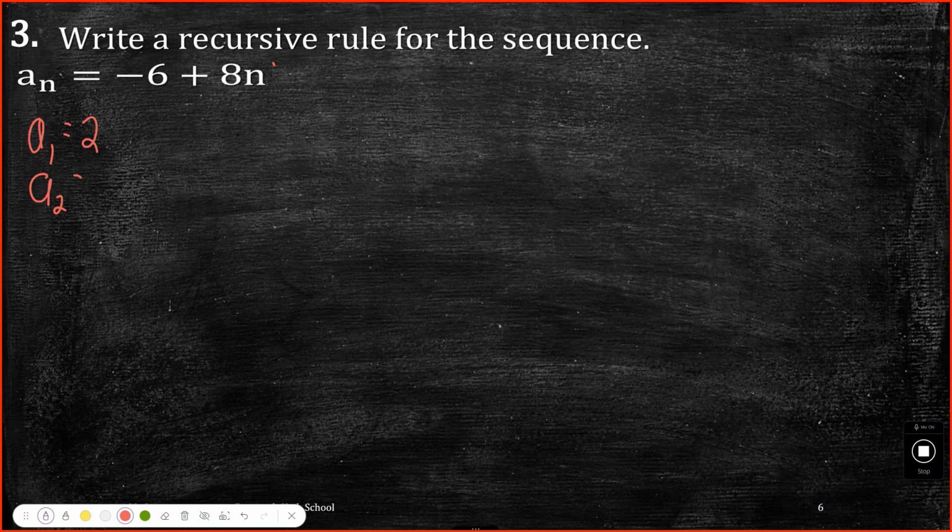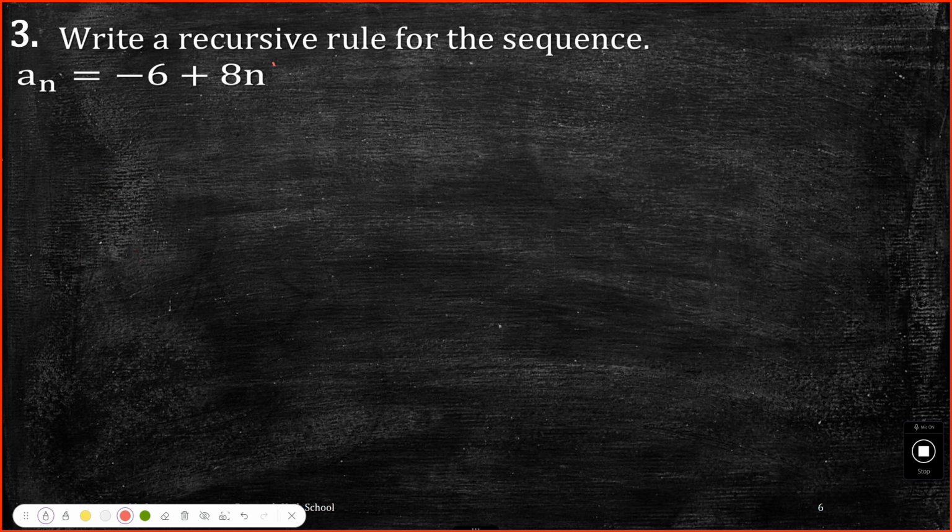So what would be A2 then? Did you say 8 times 2 is 16? It'll be 10. Yes. And let's do one more. What would be A3? 24 minus 6. What's 24 minus 6? 18. So what are we constantly doing here? Are we adding what? 8. You see it now. Hopefully you see this. So we're going to say that this is arithmetic.